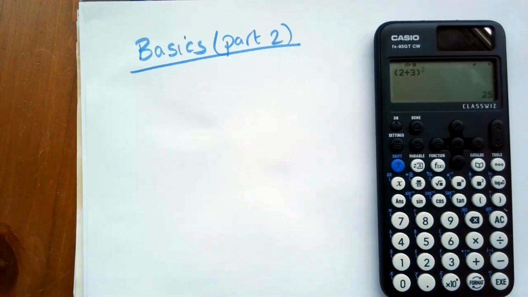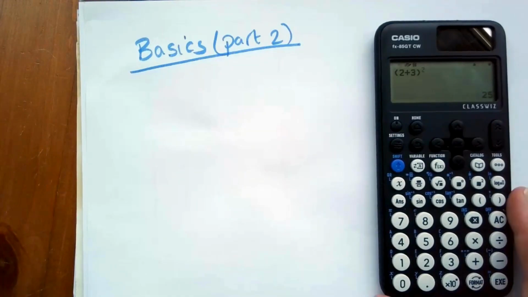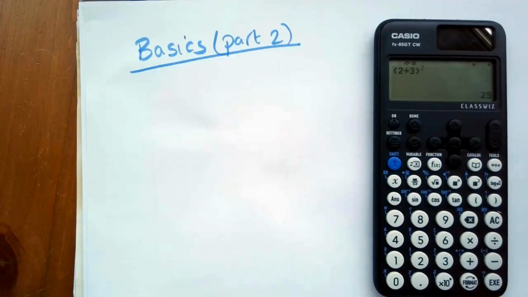Hi everyone, welcome back. So we're doing our basics of using a calculator, but this is part 2. In part 1 I just looked at how you turn it on and off, turn to a decimal and so on. So we're going to look at doing some calculations and which buttons we need to know and where they are so we can find them when it's important.